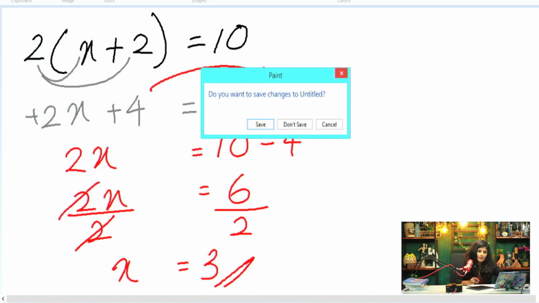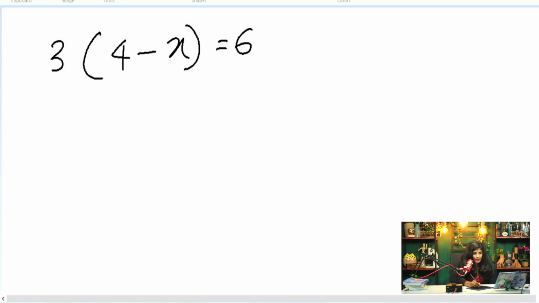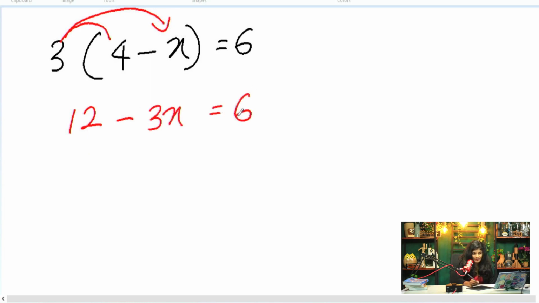We will move to the next question, which is 3 times (4 minus x) equals 6. What I have to do first is, again, remove the brackets. 3 times 4, 12. 3 times minus x, negative 3x, equals 6.